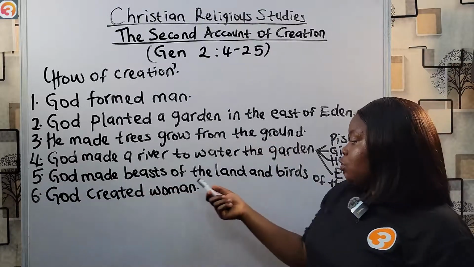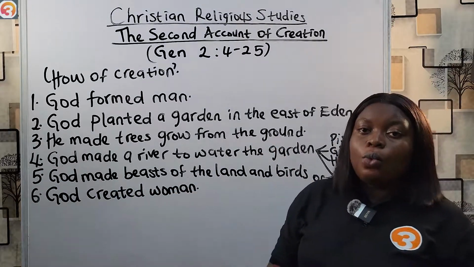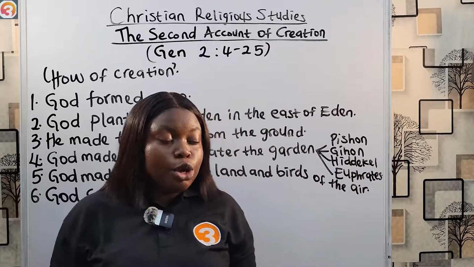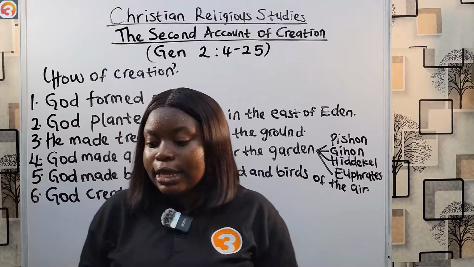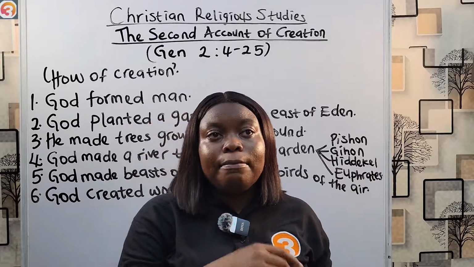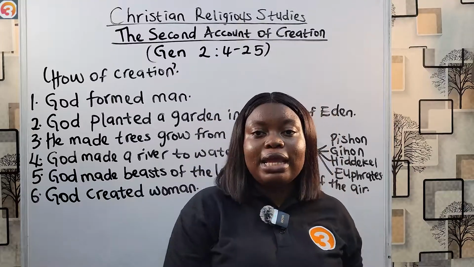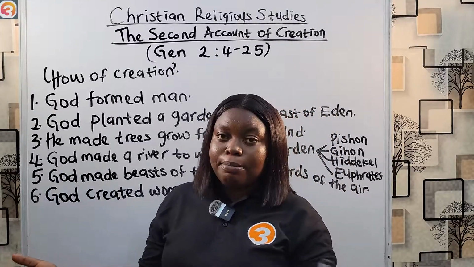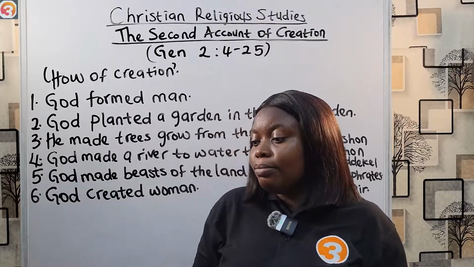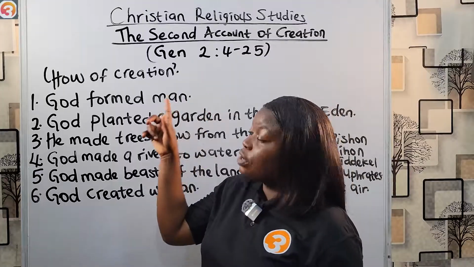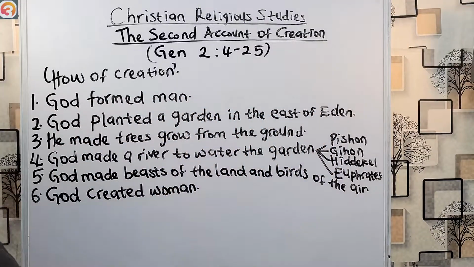Then he made beasts of the land and birds of the air when he saw that man was alone, and it was not good for man to be alone. Lastly, he made woman when man was not able to get a helper befitting him from the animals and the beasts and the birds that God had made and the man had named. Now let's look at similarities and differences between the first account and the second account of creation.